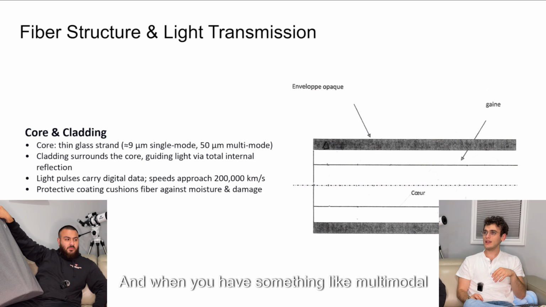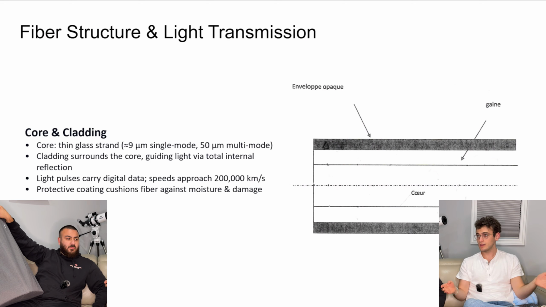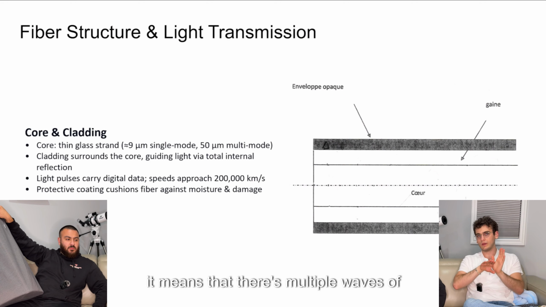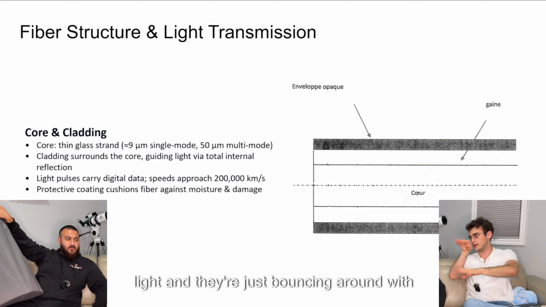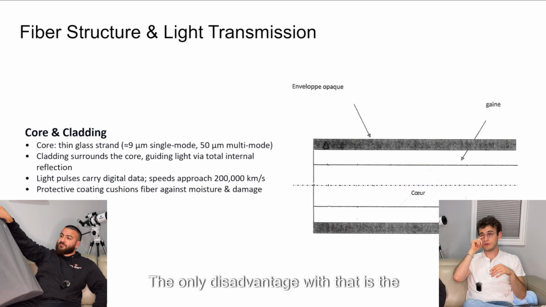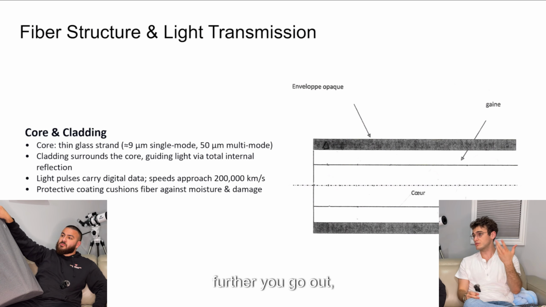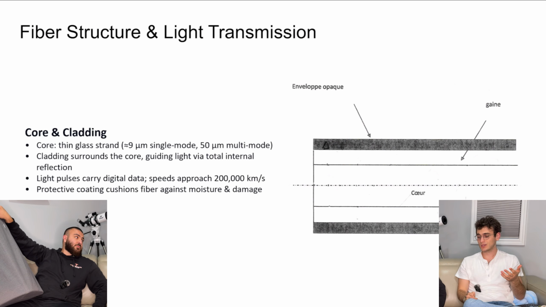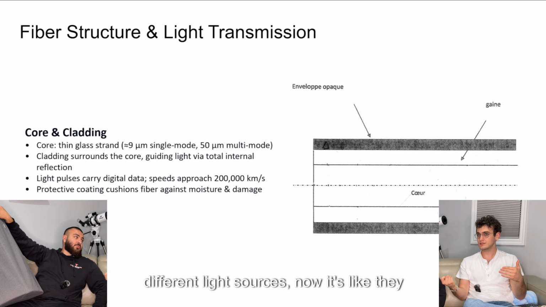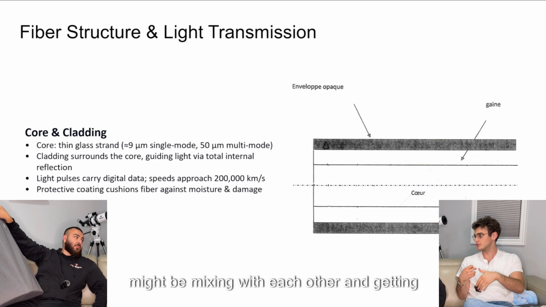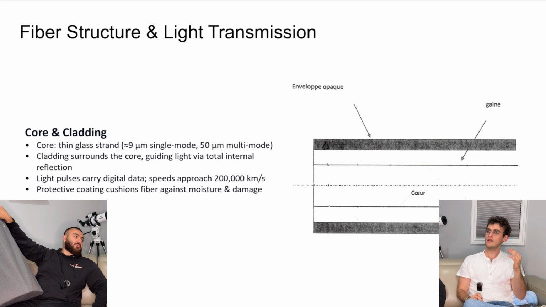And when you have something like multimodal as your source, it means that there's multiple waves of light and they're just bouncing around with each other. The only disadvantage with that is the further you go out, kind of worse your signal gets, because whenever you have multiple different light sources, now it's like they might be mixing with each other and getting in each other's ways. If you have in the same color, we'll get into that.